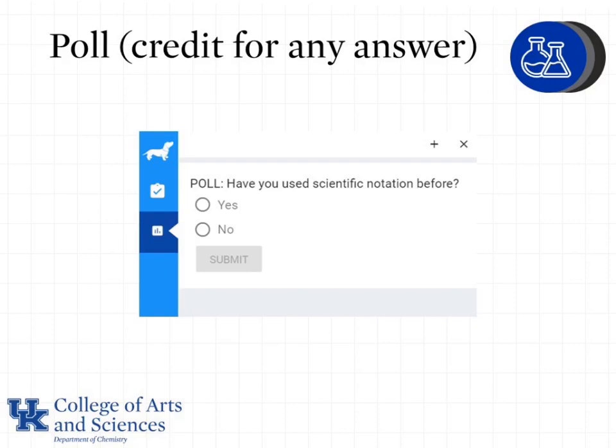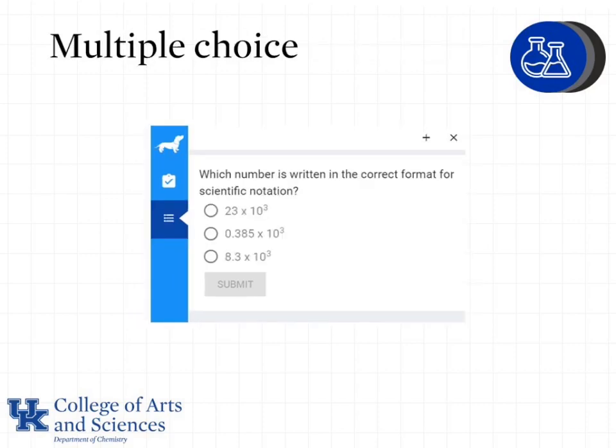The purpose of the polls is to gather some information about what you know or your confidence in your abilities to solve problems. The next type of integration is a multiple choice question. These are worth points, and you simply have to submit the correct answer to earn the point. After you select an answer and submit, you will be shown whether your answer was correct or incorrect.